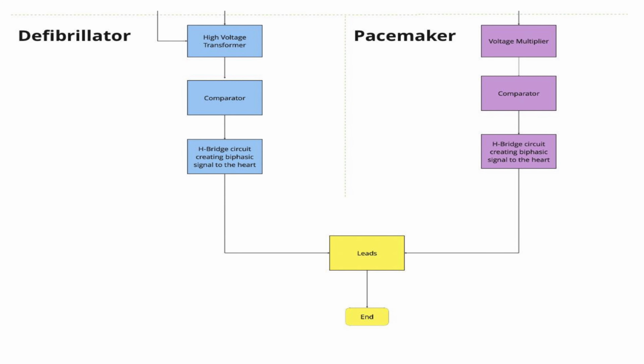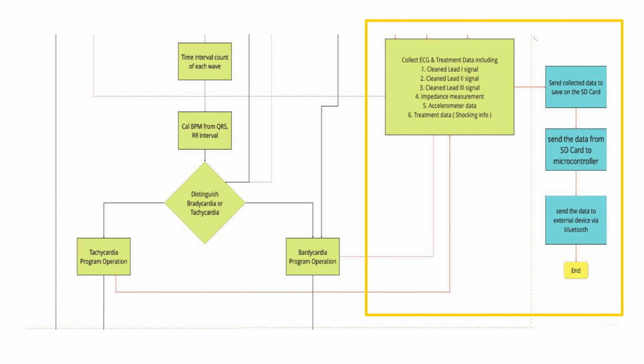There are two modes of response therapy, which are pacemaker mode and defibrillation mode. These two circuits will work only one at a time. The defibrillation circuit consists of a high voltage transformer, comparator, and H-bridge circuit. The pacemaker circuit will go through a voltage multiplier, comparator, and H-bridge. Lastly, both circuits will generate the biphasic signal to stimulate the patient's heart to function properly. The ECG data and treatment data will be collected and sent to the external device via the telemetry system.